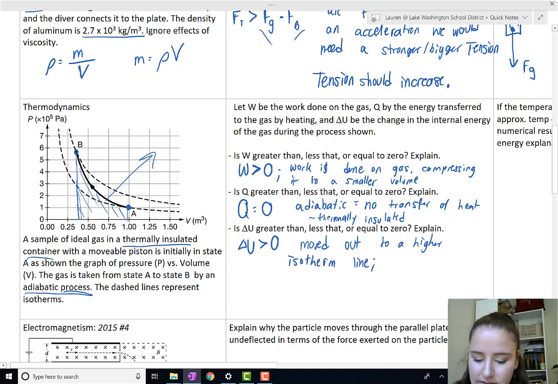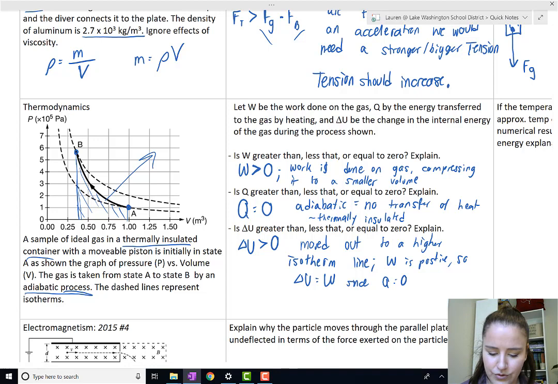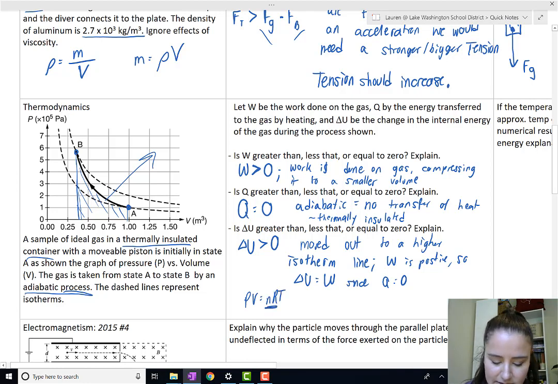You could also say that the work is positive, so the delta U is going to equal the work done since the Q is zero. Okay, either of those work. Another way you could remember it is that if you go back to PV equals nRT, n and R are going to be constants, so the temperature is proportional to PV. And that's going to be important when we get to the quantitative part.